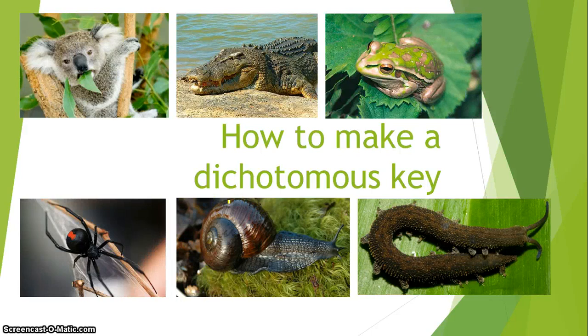Dichotomous keys are tools used by scientists to identify living and non-living things. In this video, we're going to look at the steps that we can use to create our own dichotomous key to identify a group of living organisms.